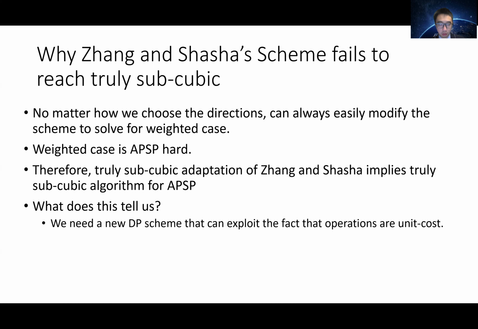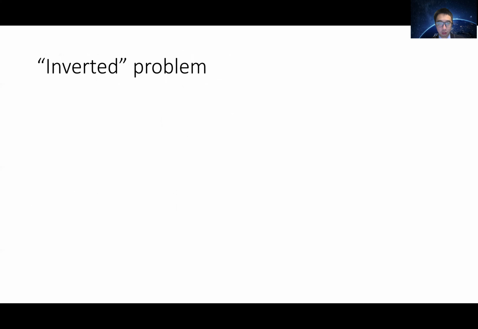What does this actually tell us? It tells us that if we want a truly subcubic time algorithm for the unweighted case, we will need a new DP scheme that can exploit the fact that the operations are unit cost. That's exactly what my new DP scheme does.